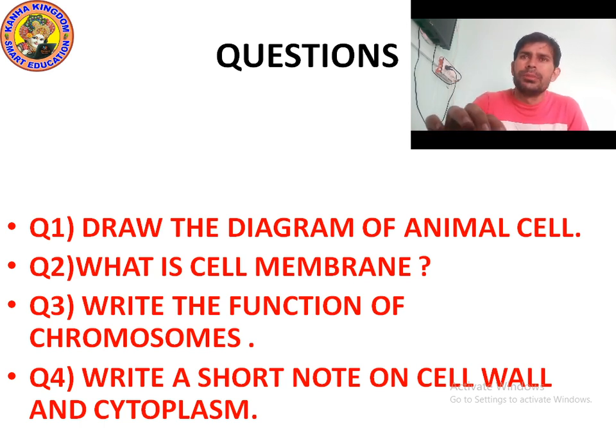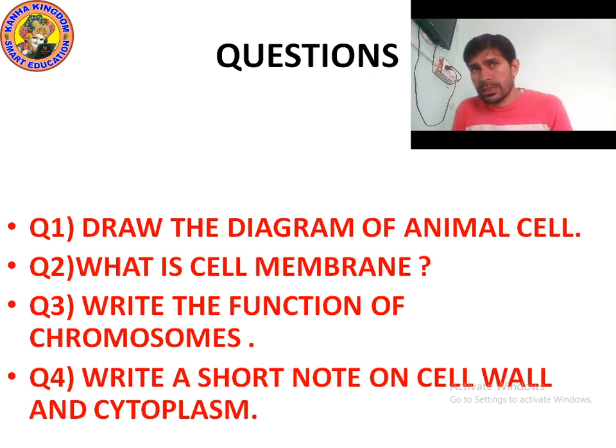Next question. Question number 4. Write a short note on cell wall and cytoplasm. So what is cytoplasm? Cytoplasm is a jelly-like substance. It acts as a medium. It contains all the organelles. The portion of protoplasm lying inner to the cell membrane but outside the nuclear membrane is cytoplasm. It comprises a gel-like substance that fills the inside of the cell. It contains hereditary materials.